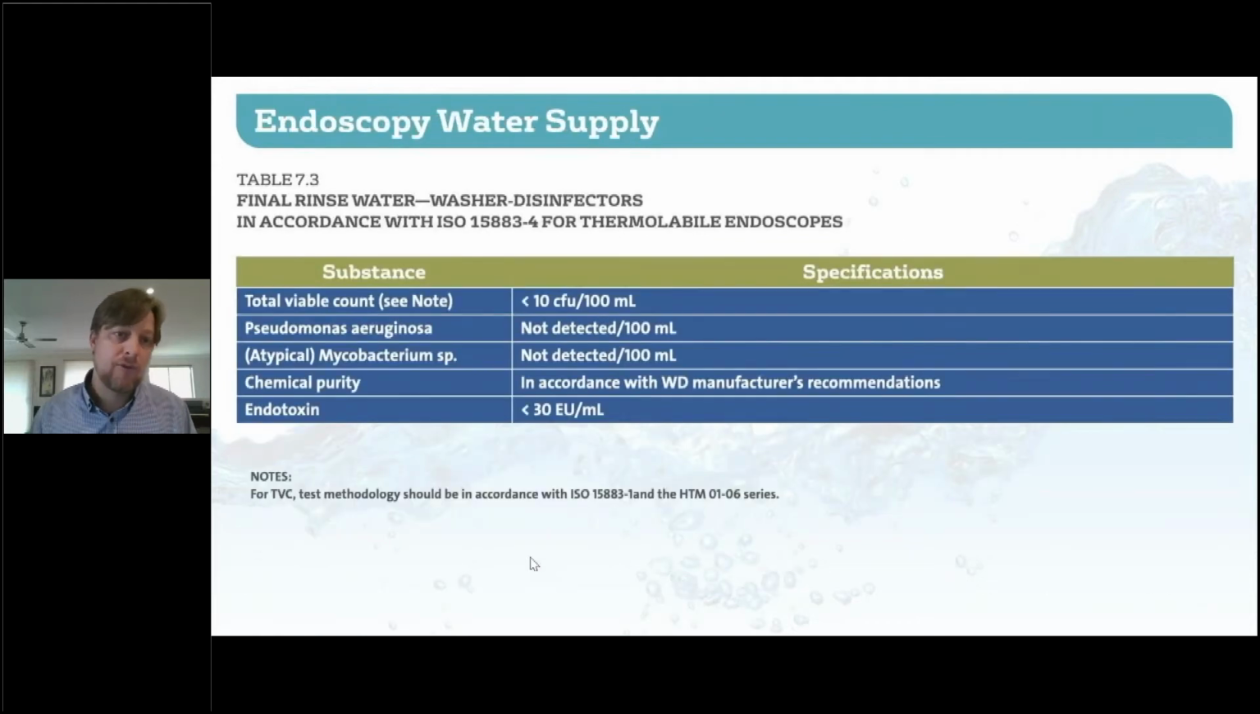Then there's table 7.3, which is your endoscopy water for your endoscopes. With endoscopy, really the focus is around bacteria, and endotoxin, as you can see there, and less than 10 CFUs for your total bacteria count. Sometimes we look at your endoscopy as a part of the solution, though in a lot of cases you're just using your basic CSSD water with some bacteria filtration prior to the washers to achieve that level.